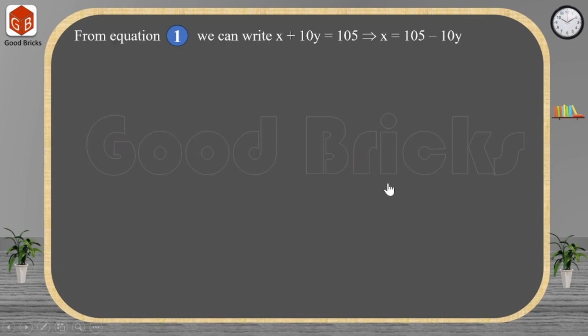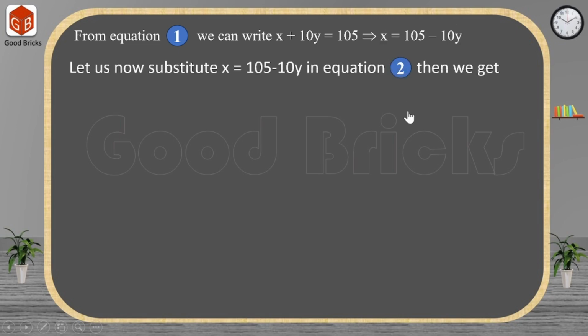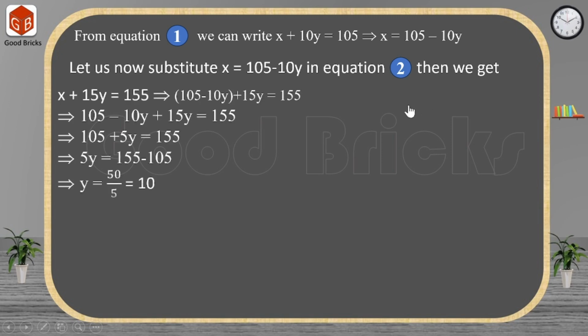Now, if you take equation 1, after transposing this 10Y towards the right side, you can write X is equal to 105 minus 10Y. Now what we have to do with this X is substitute this X value in equation 2. So when you substitute X is equal to 105 minus 10Y in equation 2, you will get the Y value. How much? Y is equal to 10, you got.